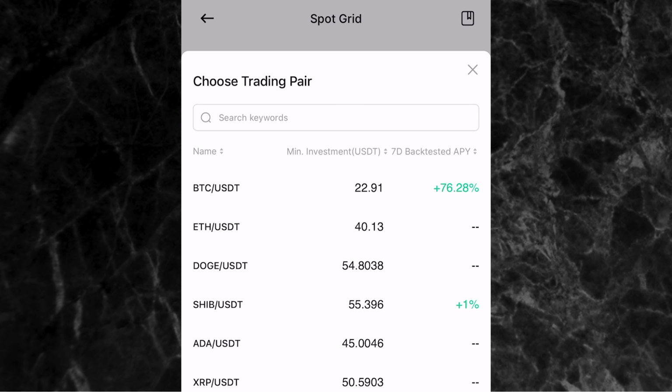And also, you're going to be seeing the minimum investment for each trading pair. So you can see for BTC USDT, the minimum amount you can use is 22.91 USDT. For ETH USDT, the minimum amount you can use is 40.13 USDT. And you will see for other trading pairs right there. So like I said, let's say you want to trade BTC USDT, just click on it.